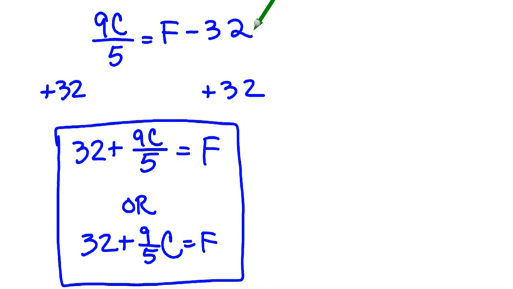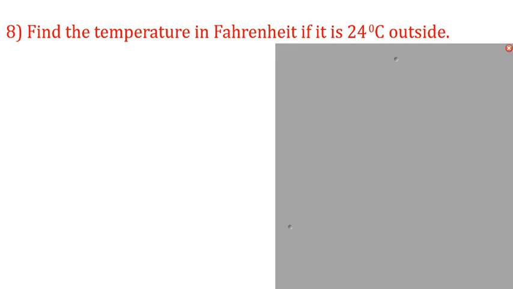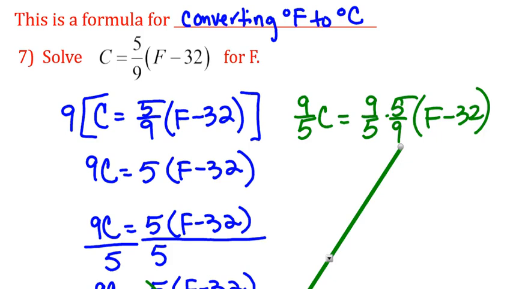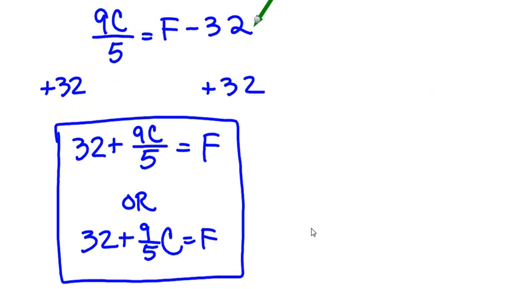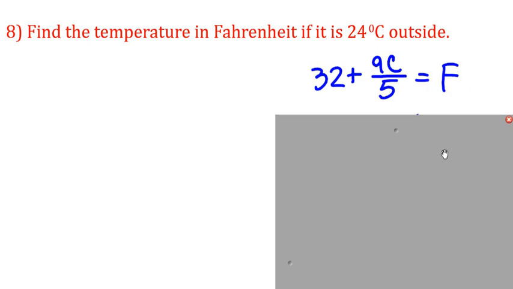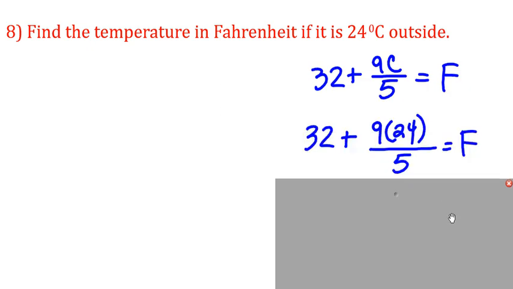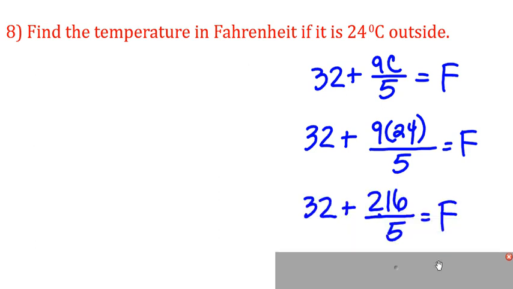Well, let's see, how can we use this to do some temperature conversions? Find the temperature in Fahrenheit if it's 24 degrees Celsius outside. So we're looking for the degrees Fahrenheit, right? So if we know what the degrees Celsius is, we could find the degrees Fahrenheit. So if I substitute in my degrees Celsius, that will help us find the Fahrenheit. So here I just have to multiply 9 times 24 and take that and divide it by 5, add 32, that will give me the degrees Fahrenheit.